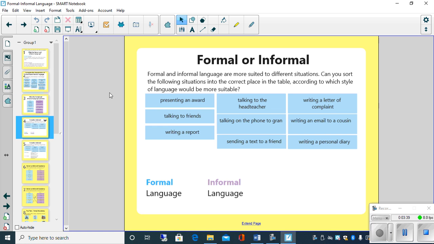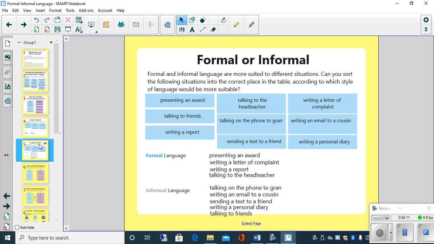Another task for you again. It says that formal and informal language are more suited to different situations. Can you sort the following situations into the correct place in the table according to which style of language would be more suitable? So again, these nine situations, where would you put them? Would you put them as formal language or informal language? So again, pause the video, just have a think, where would you place those? And we'll have a look at the answers. See you in a second.